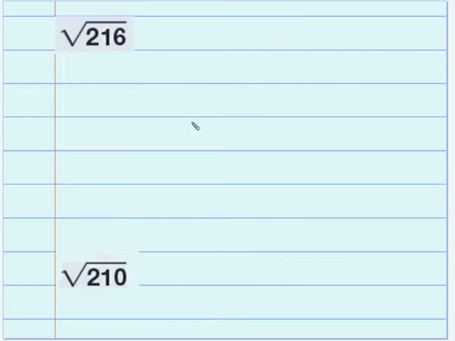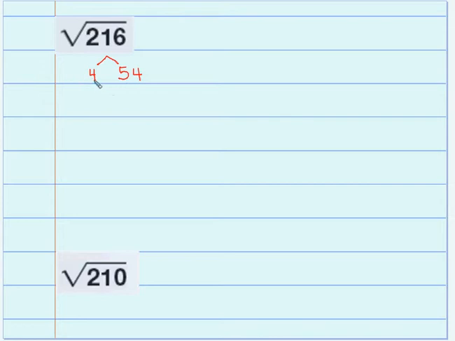Okay, let's do a couple more examples. These are a little more difficult because I'm not sure what perfect square goes into 216. And that's okay. We can use prime factorization to help us evaluate what those factors are. So if I take 216 and let's say I know it's divisible by 4, because 16 is divisible by 4. So that would be 54.